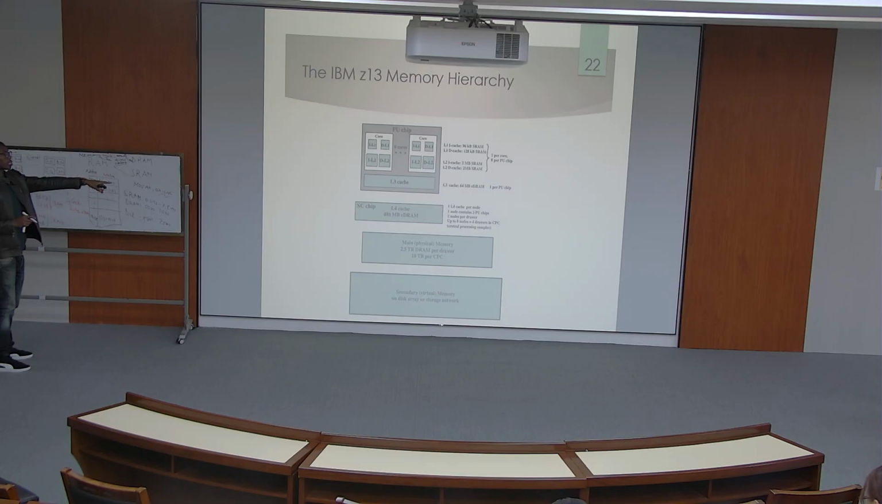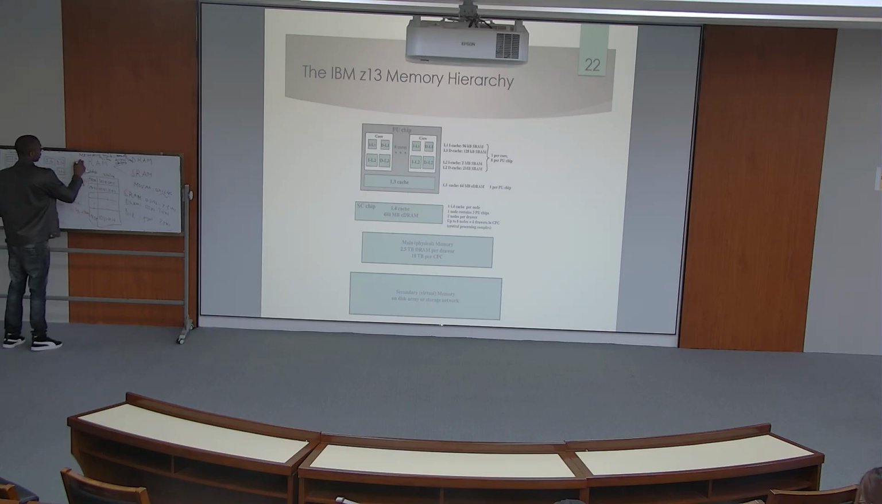We have the central processing complex. Since we have 2 nodes per drawer, and we have 8 nodes, in total we have 4 drawers. After the level 4 cache, we have the main memory. The main memory here is 2.5 terabytes, and this is only per drawer.